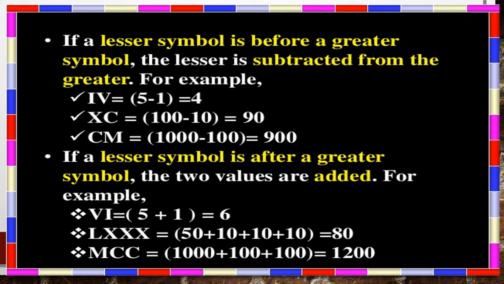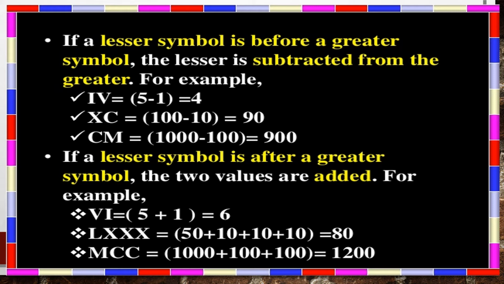Now the rule: if a lesser symbol is before a greater symbol, that means towards the left side, the lesser is subtracted from the greater. As I told earlier also, you can see here the example IV. So I is before the greater symbol. I value is 1, V is greater as V's value is 5. So 5 minus 1 is 4. So IV means 4.